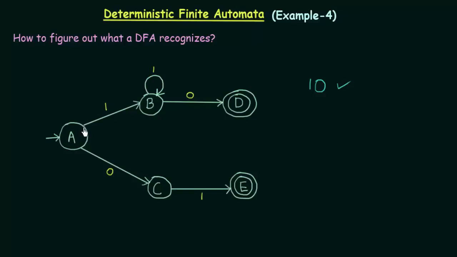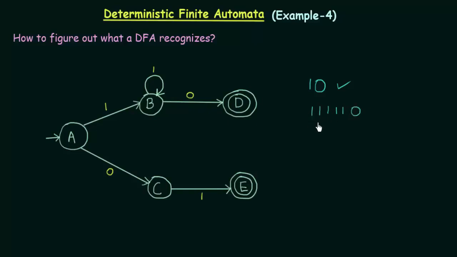And also, it could come like this. Starting from A, it goes to B on getting input 1. Then in B, it could get input 1 again instead of 0. On getting 1, it stays in B. So let's say it got another 1, it stays in B, and another 1, it again stays in B. So it can get any number of 1s and stay in B. And then finally when it gets a 0, it goes to D, which is a final state.